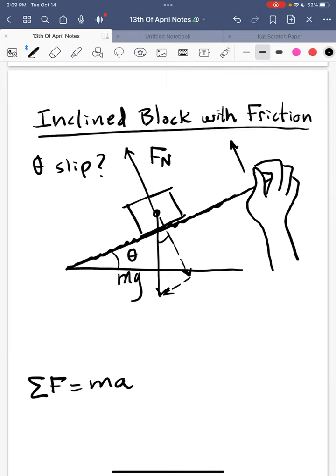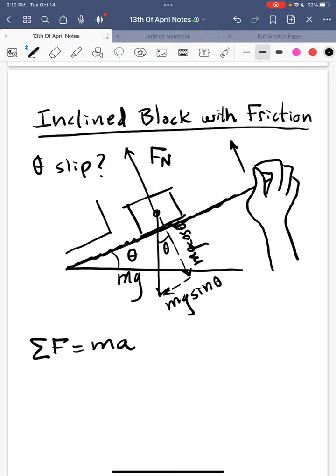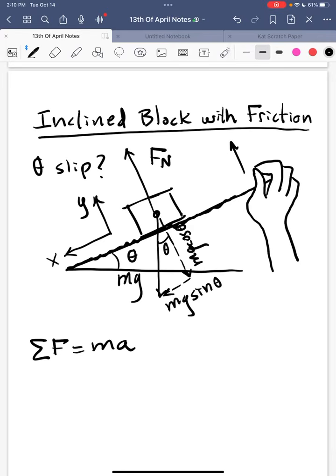And this is the component that is basically opposed to the normal force. This angle here is theta because of similar triangles. As I said before, this component is going to be mg sine theta, and this component over here is mg cosine theta, as we've talked about before. Now if I want to work on the forces in the x and y directions, I can imagine a coordinate system that looks like this. We'll call positive x down the plane, and positive y perpendicular to the plane.